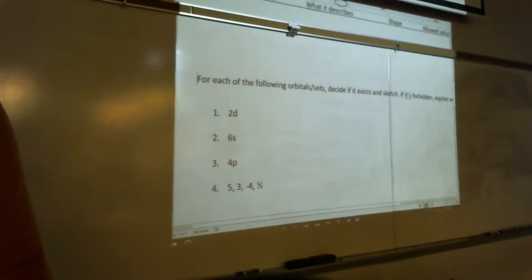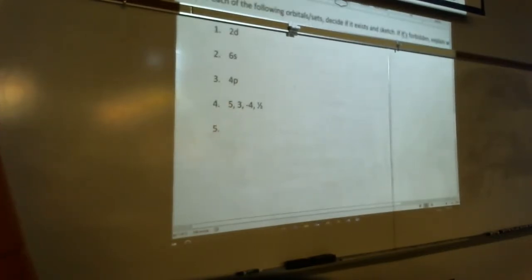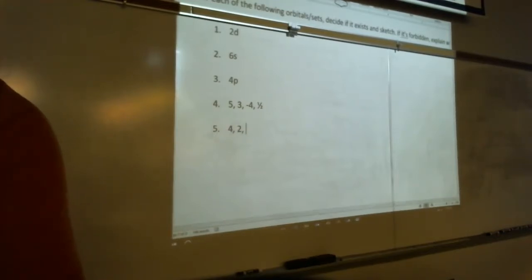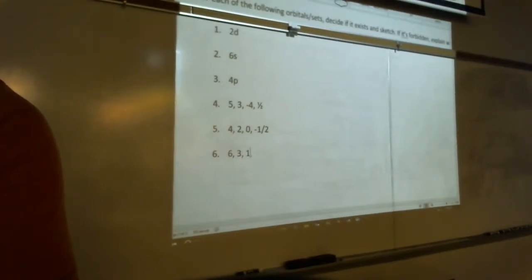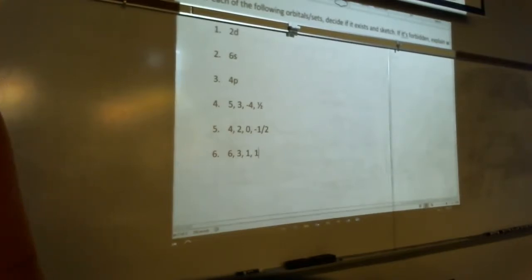Let's get this whole thing onto a new page. Page break. 4, 2, 0, 1/2. 6, 3, 1, 1. All right, I'm going to pause the recording while you work on that.